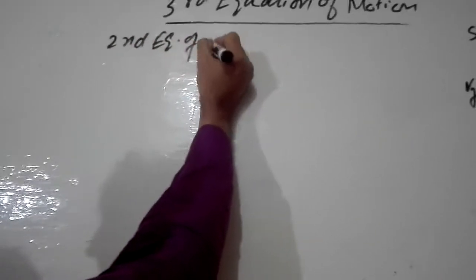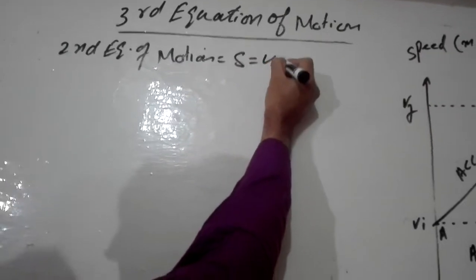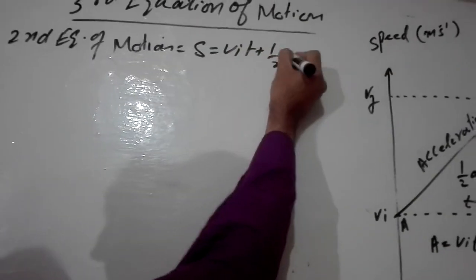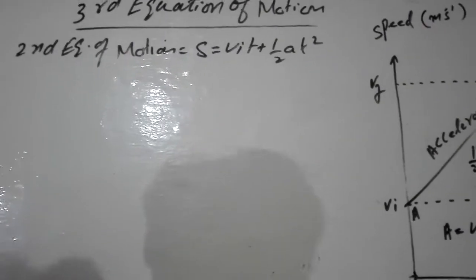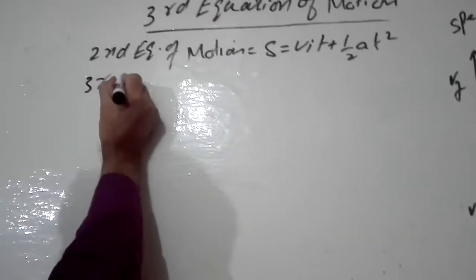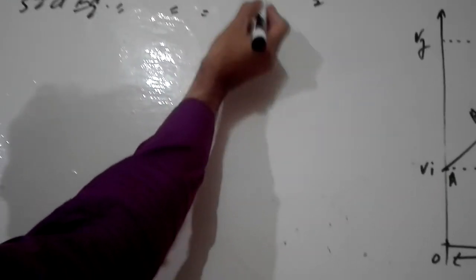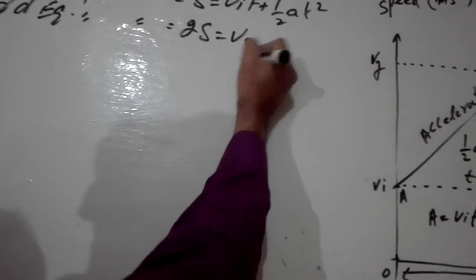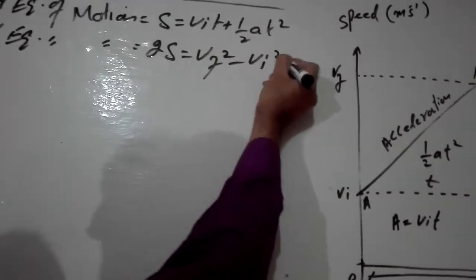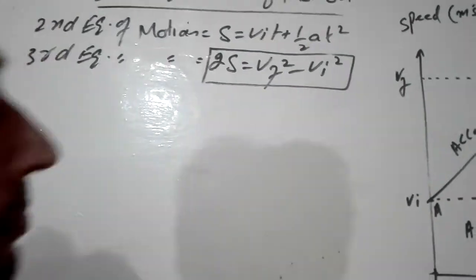Second equation of motion, S equals Vi t plus half a t square. And the equation you have to prove, that is the third equation of motion. I write the short form: third equation of motion, that is 2aS equals Vf square minus Vi square. So this is the third equation we have to prove today.